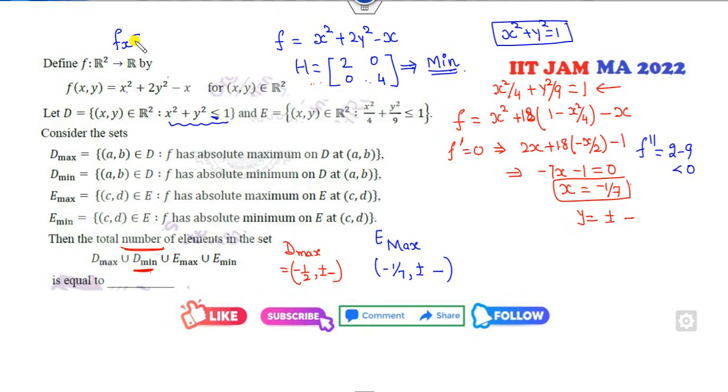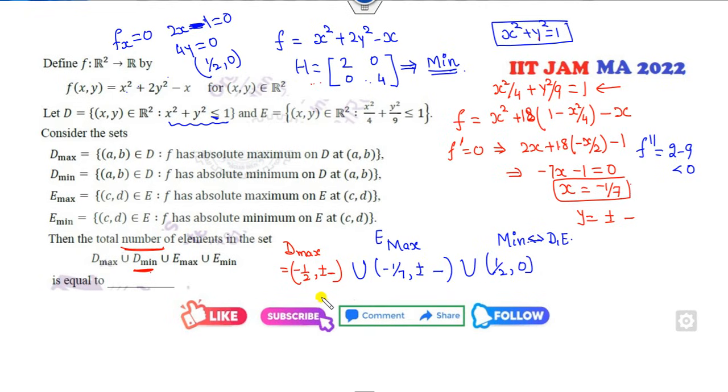So I can get f_x is 0, 2x minus 1 is 0, and 4y is equal to 0. So the point is half comma 0. So we get half comma 0 as 1 minimum, and this minimum is for both D and E. So now your target is to find the union. So this is my 2 solutions, this is my 2 solutions, this is my 1 solution.